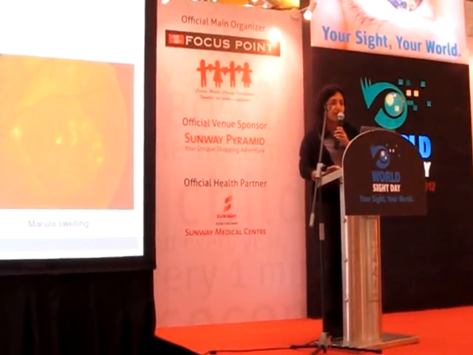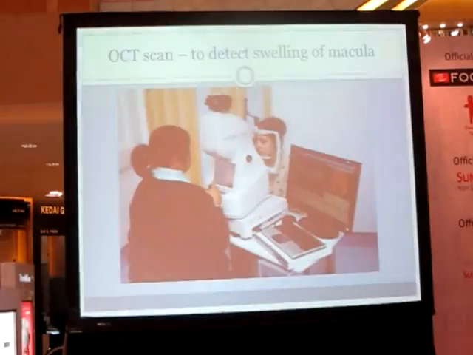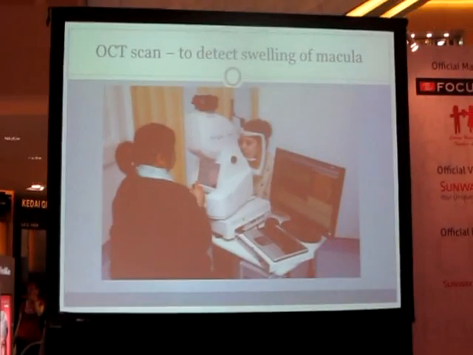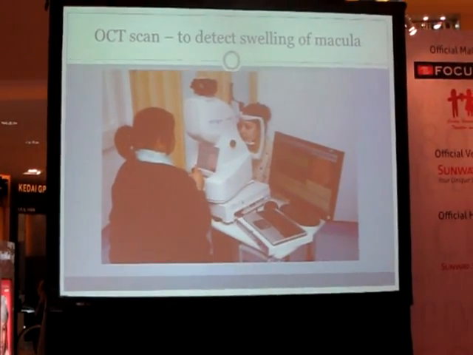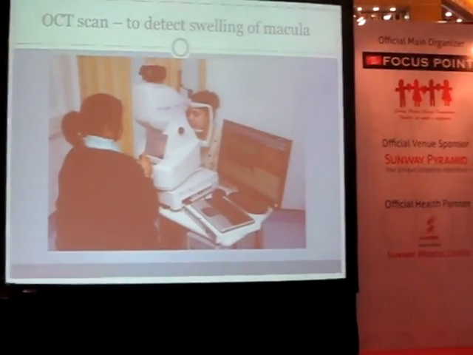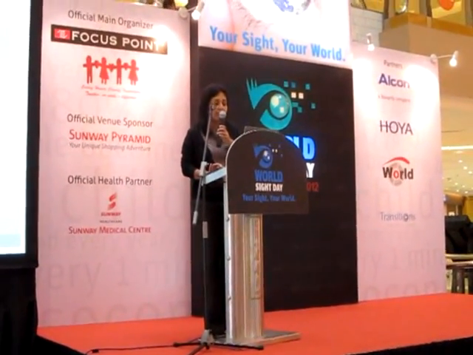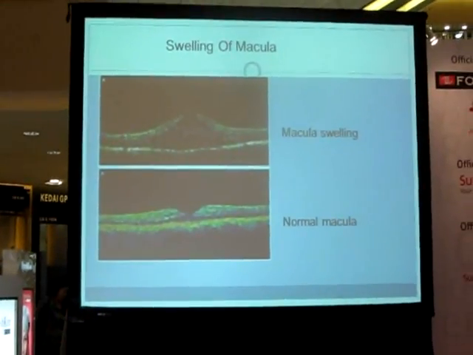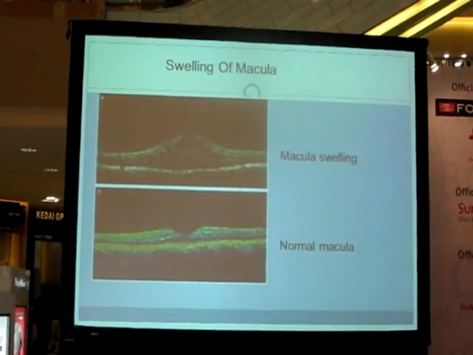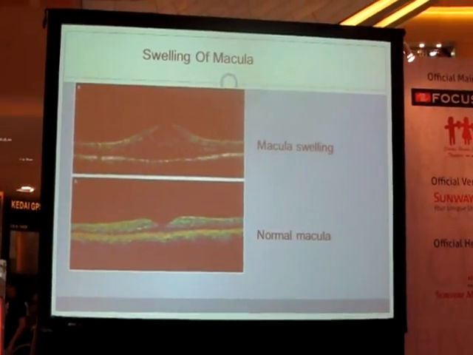Now we detect this swelling with a special machine called an OCT, which is available in eye centers. This machine is a simple test. You put your chin on the machine, and the machine will take a very high-resolution photograph of the center of your retina, and it gives a cross-section of whether there's swelling or not. So this is what swelling looks like. You see on the top, it looks like a mountain, and that's swelling which causes poor vision. And on the bottom, there's no swelling, that's normal, and the patient will have normal vision.